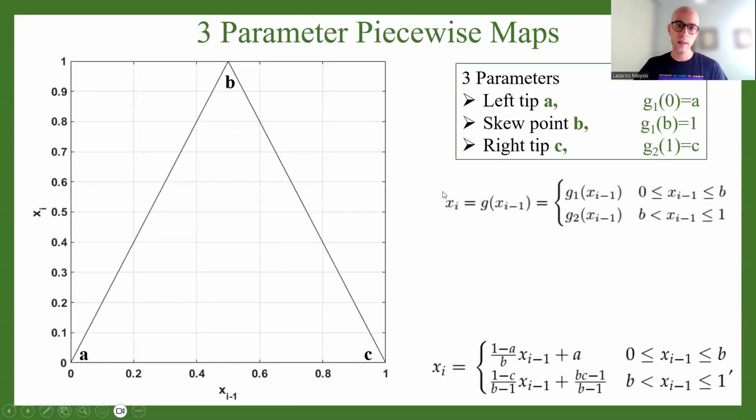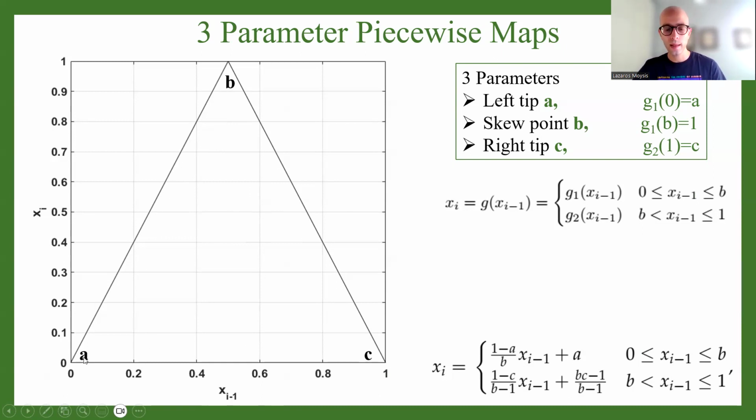We proposed a very general family of piecewise maps with three controllable parameters. I'm giving you an example here. This is a very well-known tent map, but we have generalized the tent map to a much bigger family, where we basically have three control parameters. And these control parameters are A, B, and C, as you see in the phase diagram here.